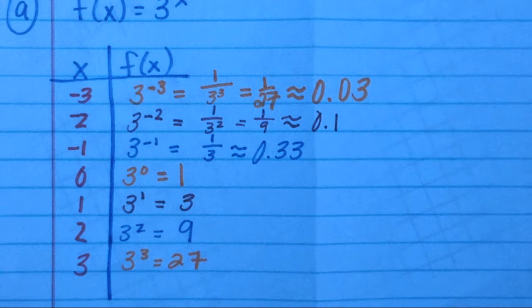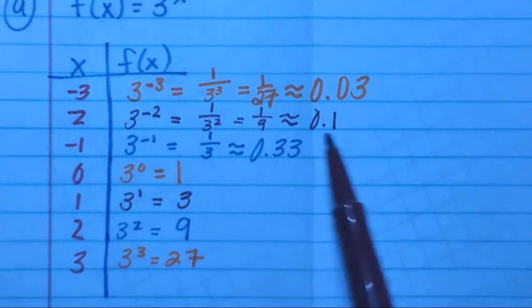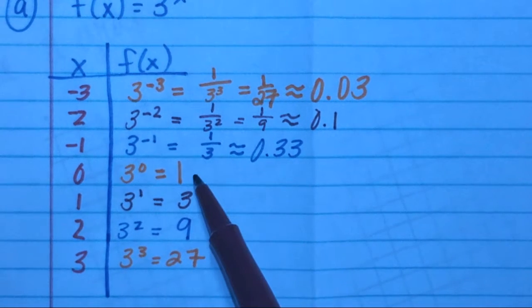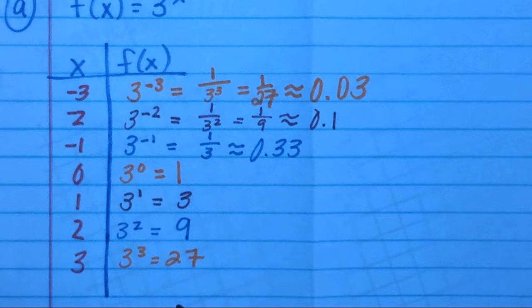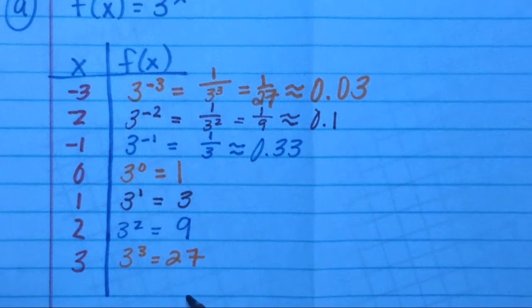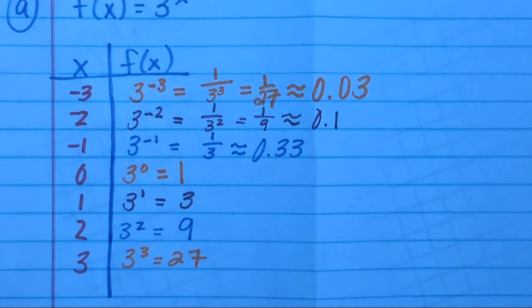Okay, again, I know this is exponential growth because look at the table. It started off small and then it started getting huge. 1, 3, 9, 27. It's going really big, really fast. The next one would be 3 to the 4th, which is 81. Like, it's getting huge.